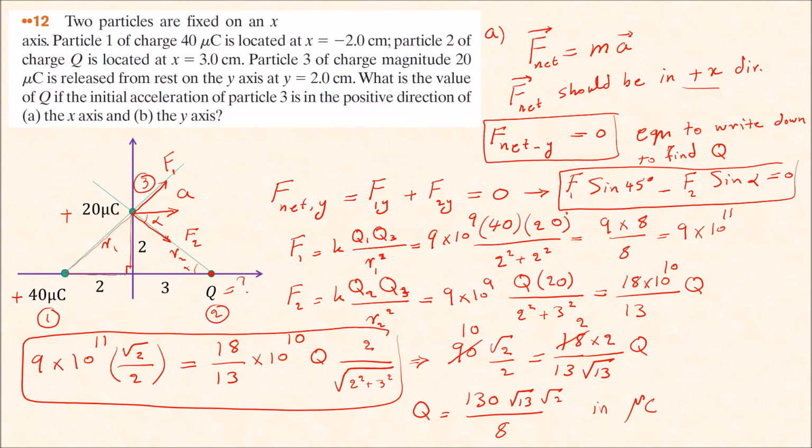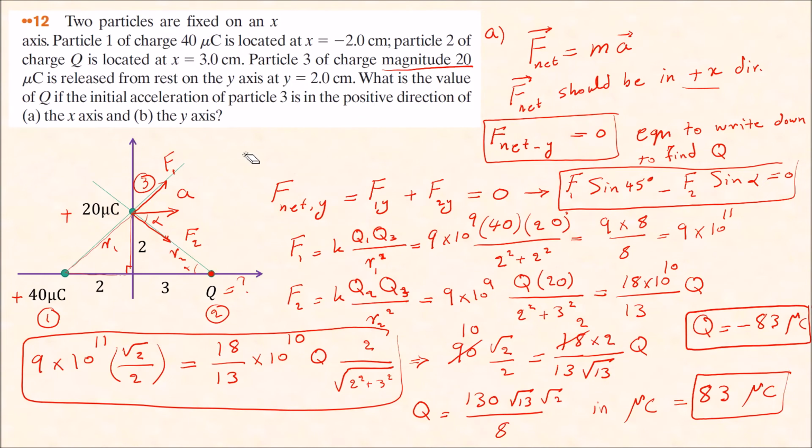What is that number? I got 82.9. That sounds right. Because we have 2 sig figs, so we can say 83 micro Coulomb. All right. Therefore, Q is negative 83 micro Coulomb. So this is the answer for part A.